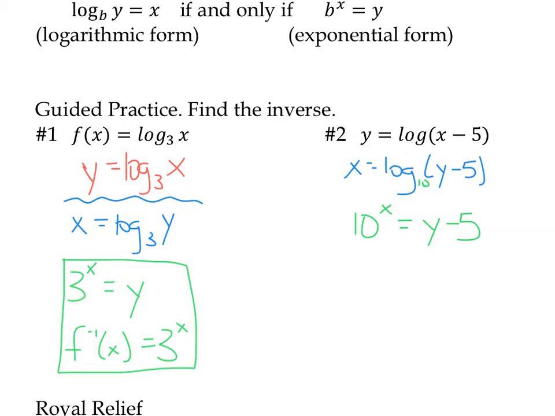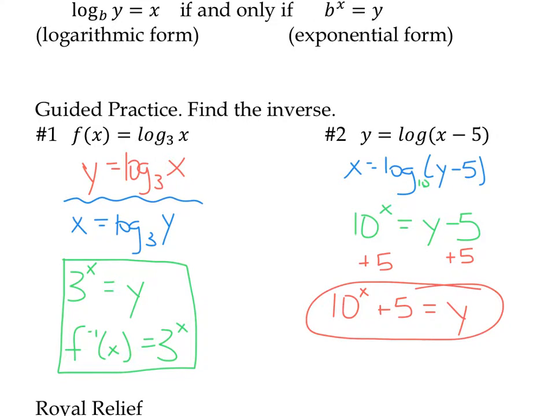And now we almost have y by itself, but we do need one more step. We can add a 5 to both sides. We have 10 to the x plus 5 equals y. And that would be our inverse of that logarithm equation we started with. So y equals log x minus 5 has an inverse of 10 to the x plus 5 equals y. Over here, f of x equals log base 3 of x has an inverse of 3 to the x.